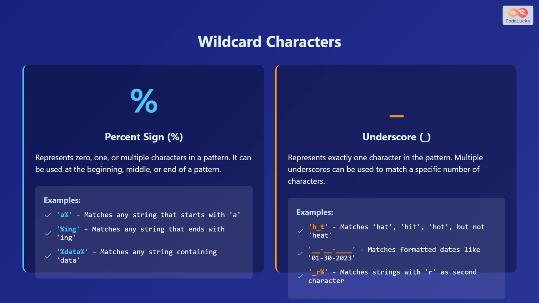The second wildcard character is the underscore. It represents exactly one character in a pattern. You can use multiple underscores to match a specific number of characters. For example, 'h_t' will match hat, hit, and hot, but not heat. Underscores can also match formatted dates like 01-30-2023. And '_r%' will match strings that have r as the second character.